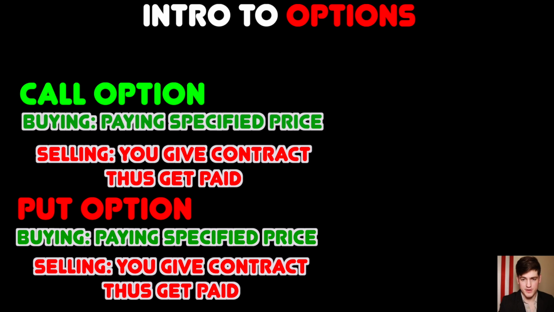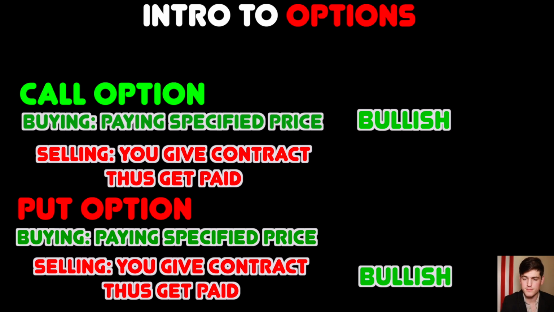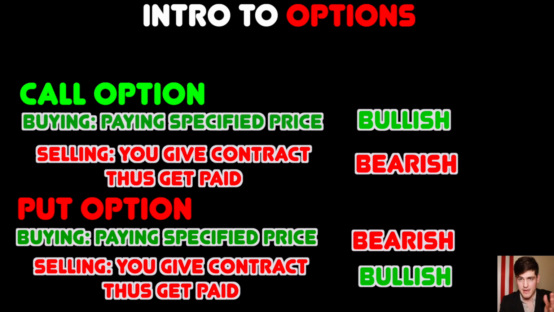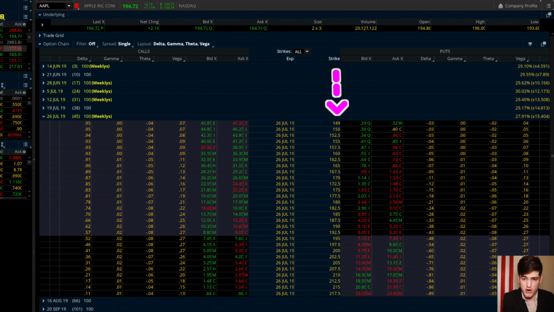Now, if you are bullish on a stock, aka you think the stock is going to increase, you can elect to buy a call option or sell a put option. If you are bearish on a stock, you think a stock is going to decrease, you can elect to sell a call option or buy a put option. And that's pretty much the foundation of it. And these options are basically electronic contracts that have both a specified value, called the strike price, as well as a specified expiration date.